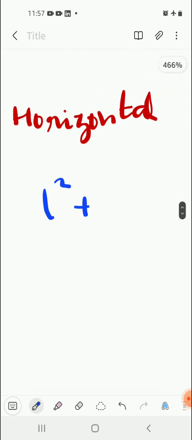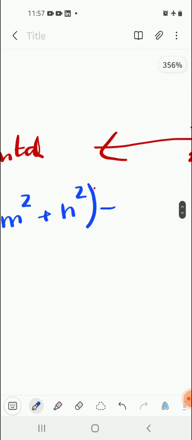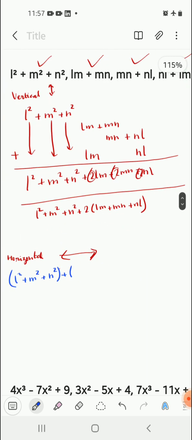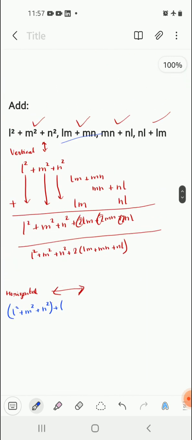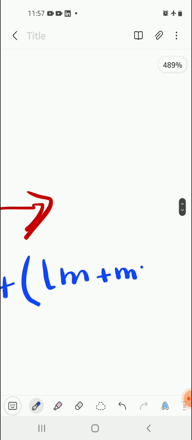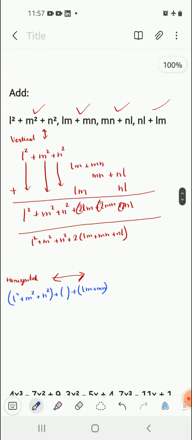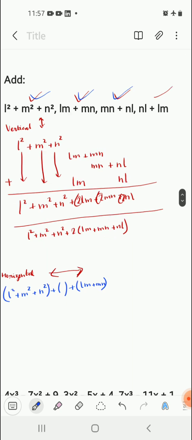L square plus m square plus n square. Once this is done, put it within a bracket, then add, because we need to add these expressions. Next we have got Lm plus Mn. So Lm plus Mn. Once that is done, we'll move to the third one. So these two done. Mn plus Nl.